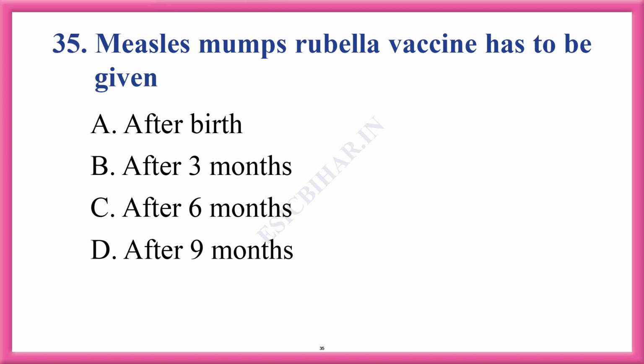Question 35. Measles, mumps, rubella vaccine has to be given: A. After birth, B. After 3 months, C. After 6 months, D. After 9 months. And our answer is D. After 9 months.